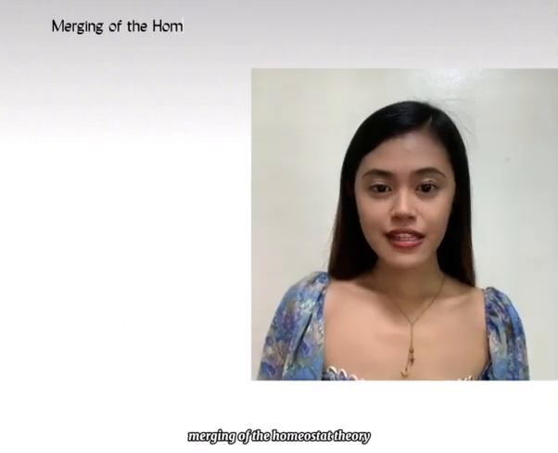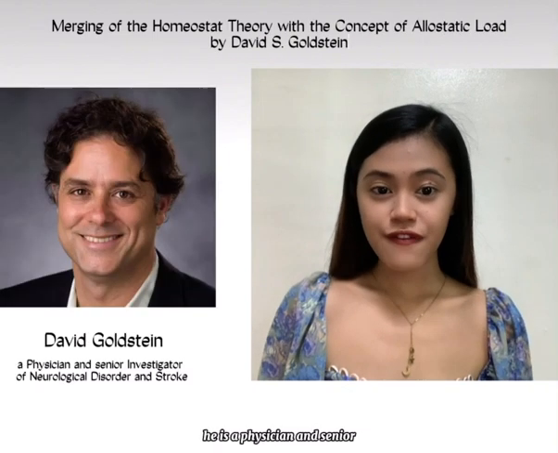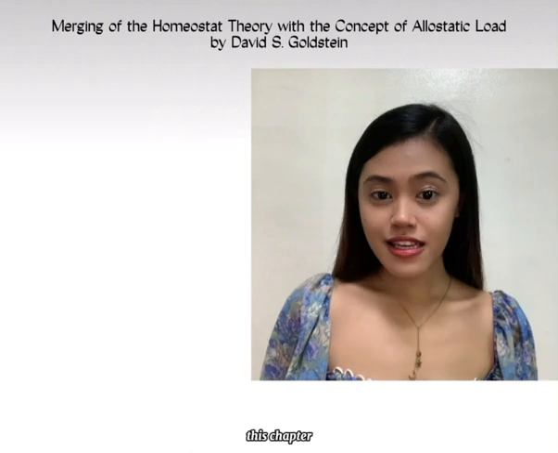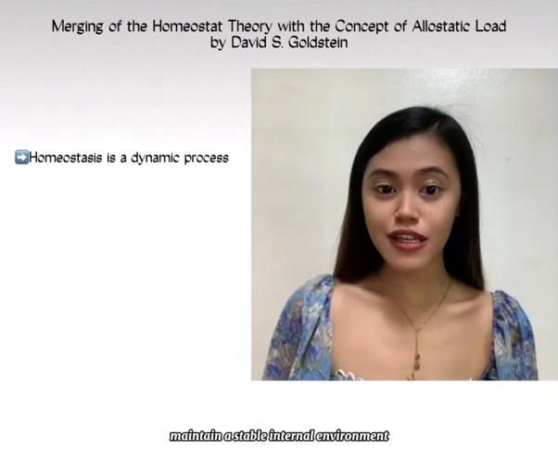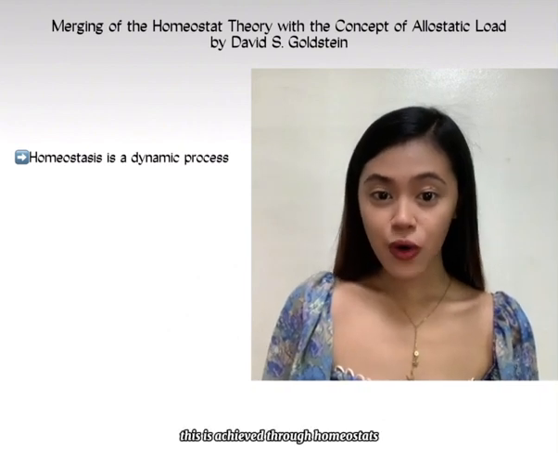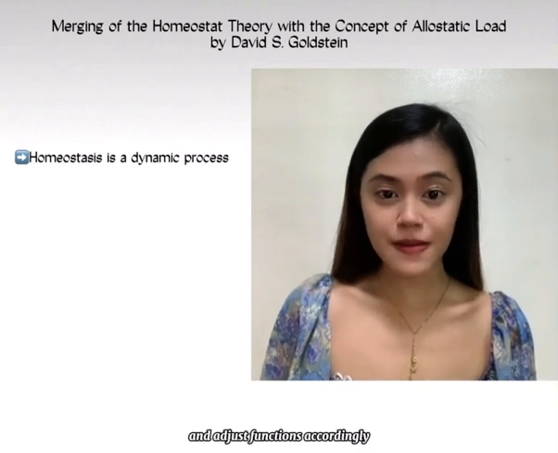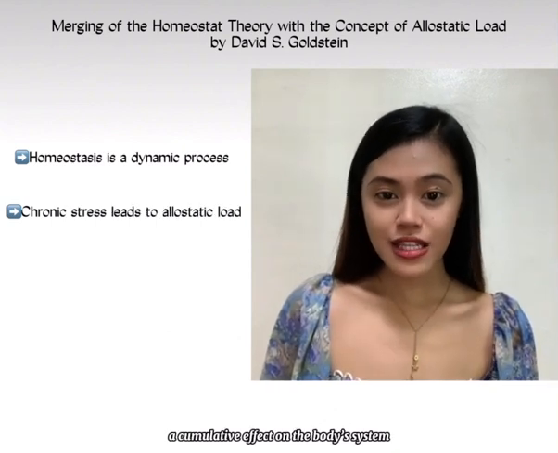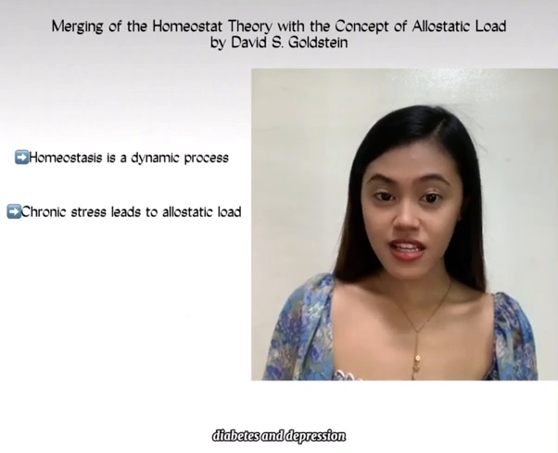Merging of the homeostat theory with the concept of allostatic load is by David S. Goldstein. He is a physician and senior investigator of neurological disorders and stroke. This chapter proposes that the body has a regulatory system that maintains a stable internal environment despite external changes. This is achieved through homeostats that compare the body's state to a set point and adjust functions accordingly. Chronic stress can lead to allostatic load, a cumulative effect on the body's systems resulting in negative health outcomes like cardiovascular disease, diabetes, and depression.